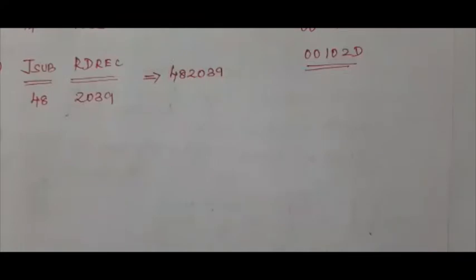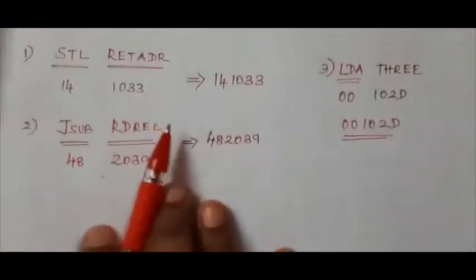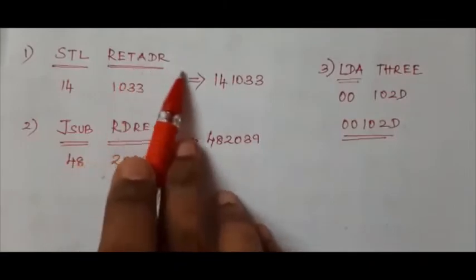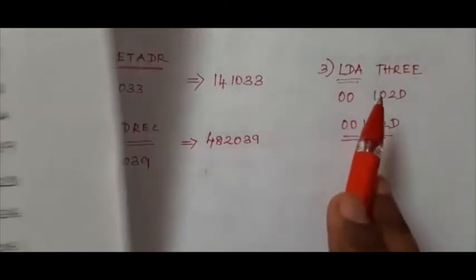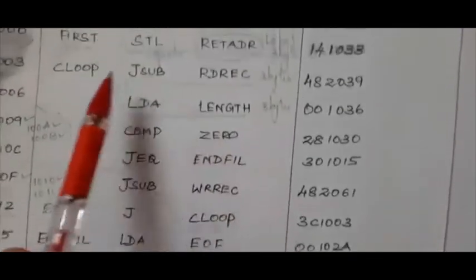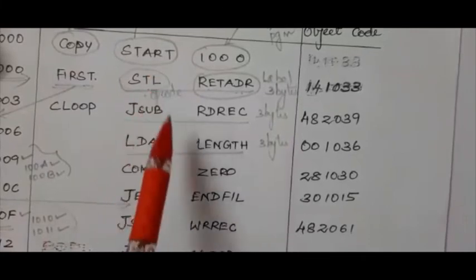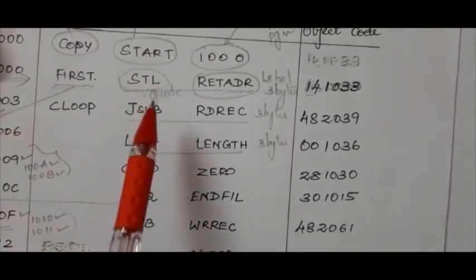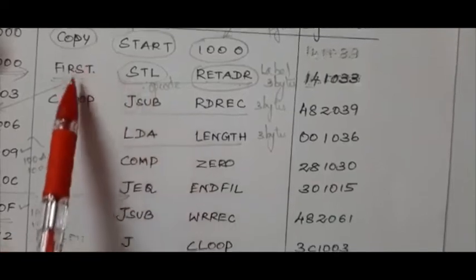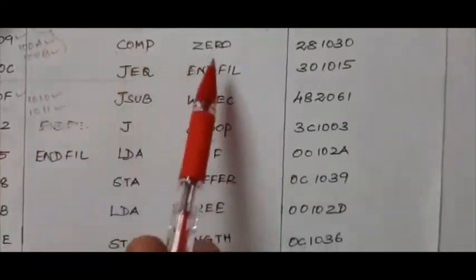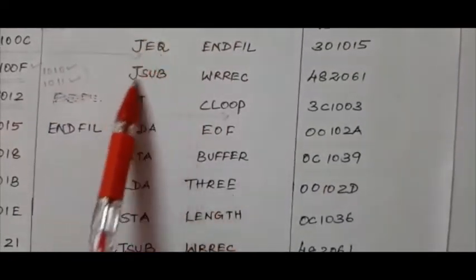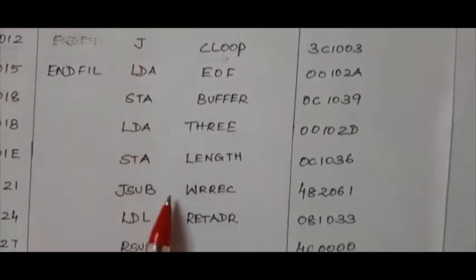Here we have seen direct addressing modes like directly STL, RD, RSUB, JSUB. Shall we see some indexed addressing mode which is available in the program? Okay. So how do we identify an indexed addressing mode? If X is a part of an instruction, we will say that it is an indexed addressing mode. So we'll see where X is a part of an instruction. See, we have LDA. This and all are direct addressing modes.